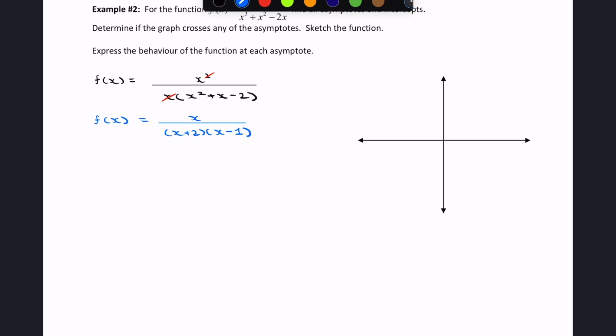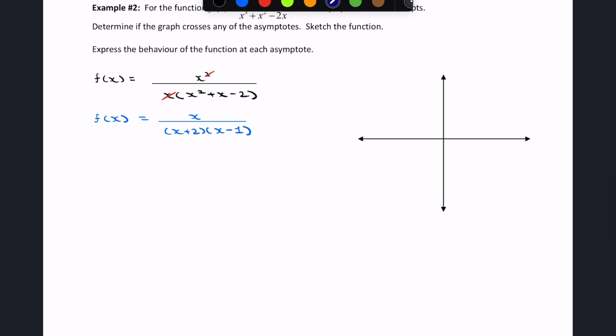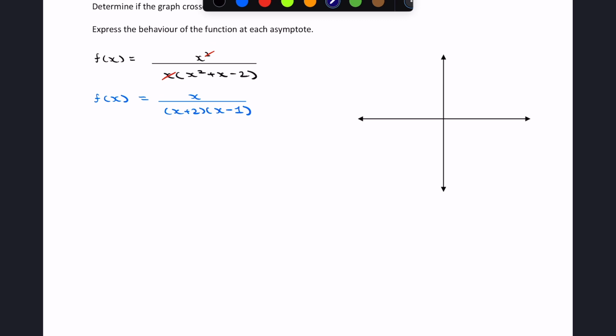So here we see that we have a hole at x is equal to 0. And so here if we sub in f of 0, we get 0 over 0 plus 2 and 0 plus 1. So here we see that we have a hole at x is equal to 0.